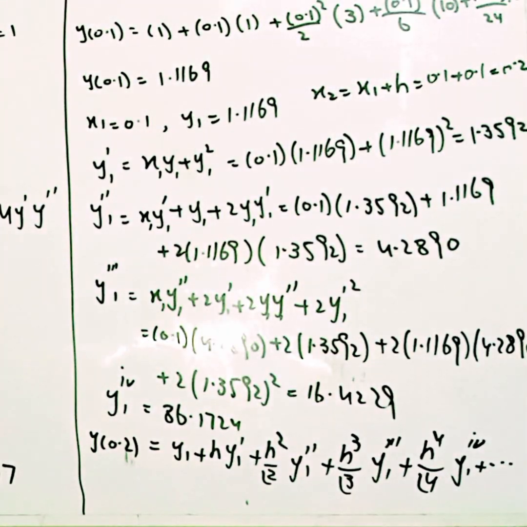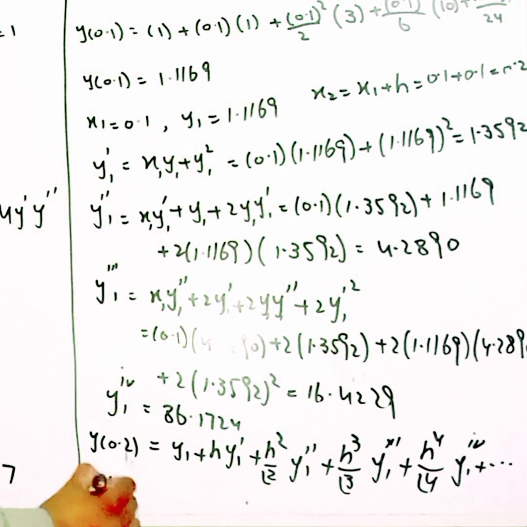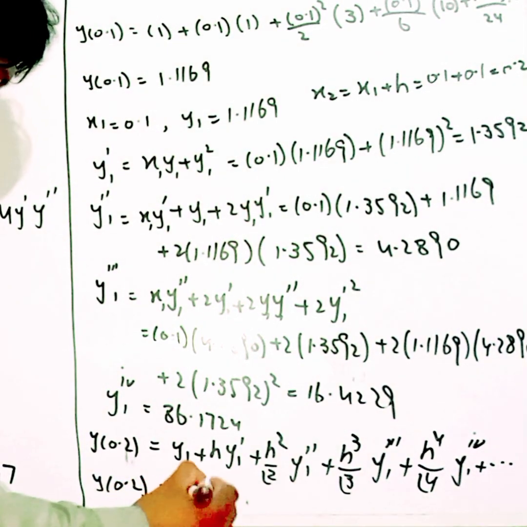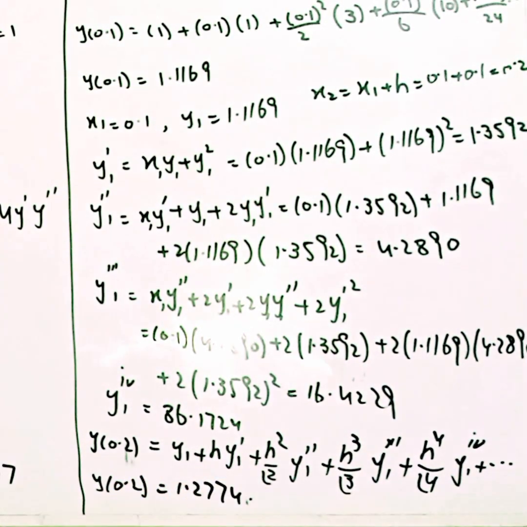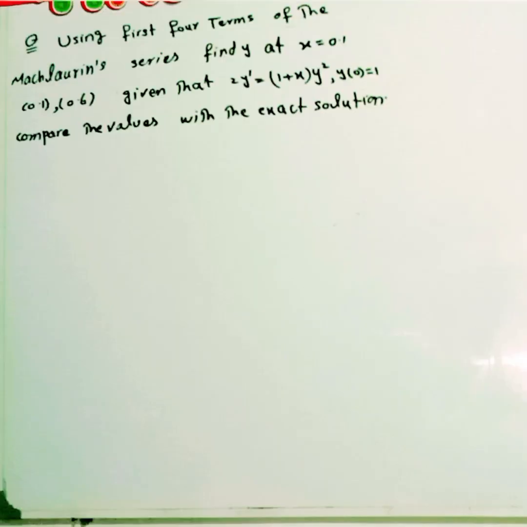After putting the values of h and y1 prime, y1 double prime, y1 triple prime and y1 fourth derivative, we obtain y of 0.2 is equal to 1.2774. Similarly, we can find y of 0.3 here. Now x2 is equal to 0.2 and y2 is equal to 1.2774 and x3 becomes x2 plus h, which is 0.3.